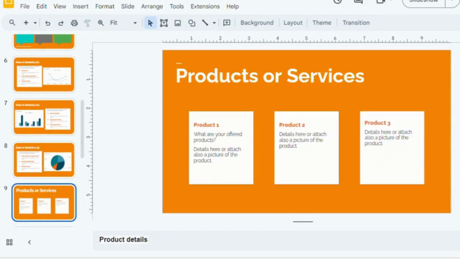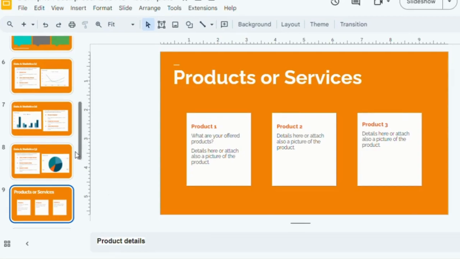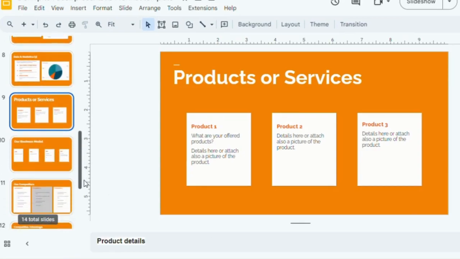Next is your product or services offered section. If you have many, list them by category. Add some photos if need be.